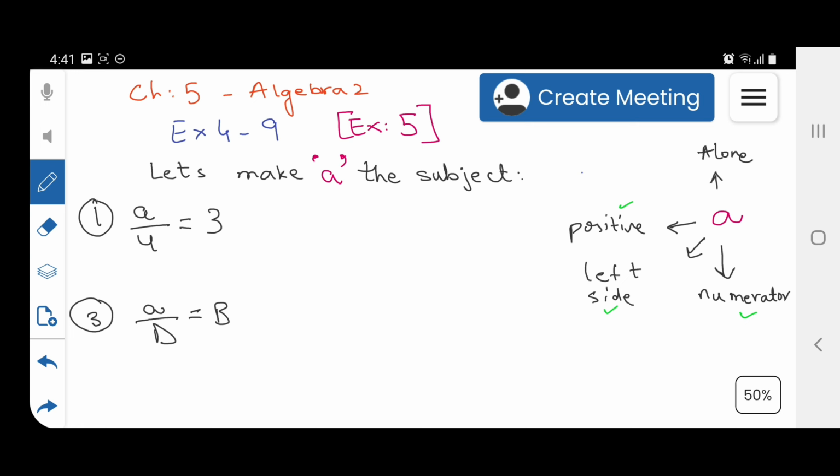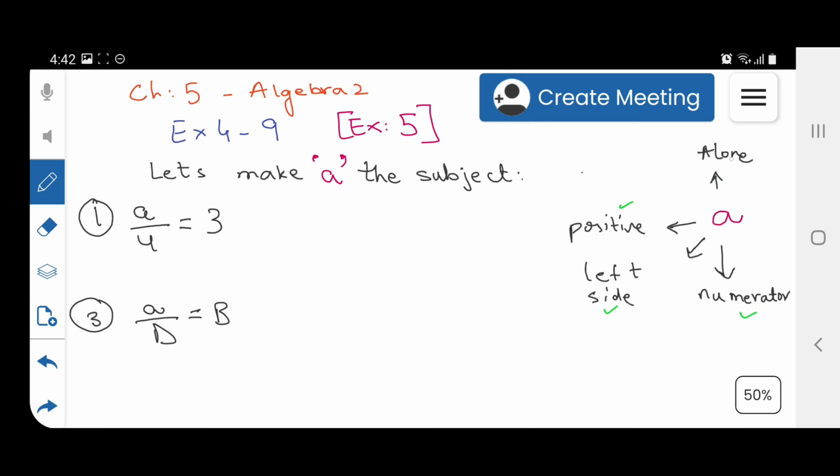Okay, now I am taking a few sums from exercise 5. The topic is the same, make a variable the subject. Here they are saying make a the subject. In this whole exercise we have to make a the subject. Now how can we do it if we have numbers? The concept will be the same, like a should be left all alone, because here we have a as subject. So here I am writing a should be all alone, it should be positive, it should be on the left side, and it should be in the numerator. These are all things you should keep in mind.